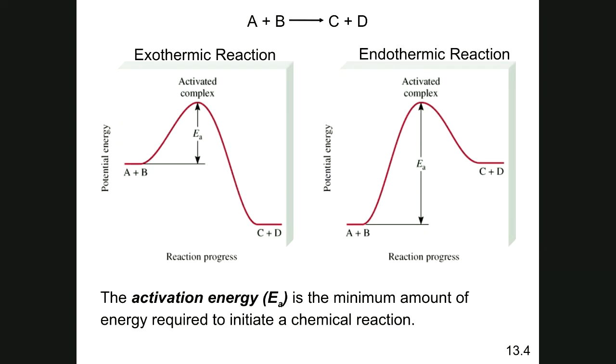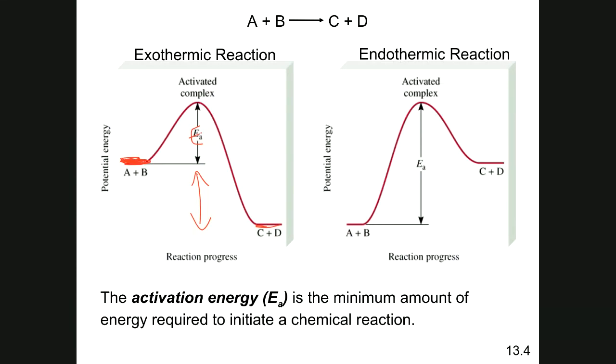Exothermic reaction and endothermic reaction. For an exothermic reaction, the value for Ea, activation energy, which is the minimum amount of energy for any reactant to go to the product, and that is the definition for activation energy. For exothermic, the energy of the reactant is higher than the energy of the product. This difference in energy between the reactant and product is given off to the environment. That's why it's an exothermic reaction.